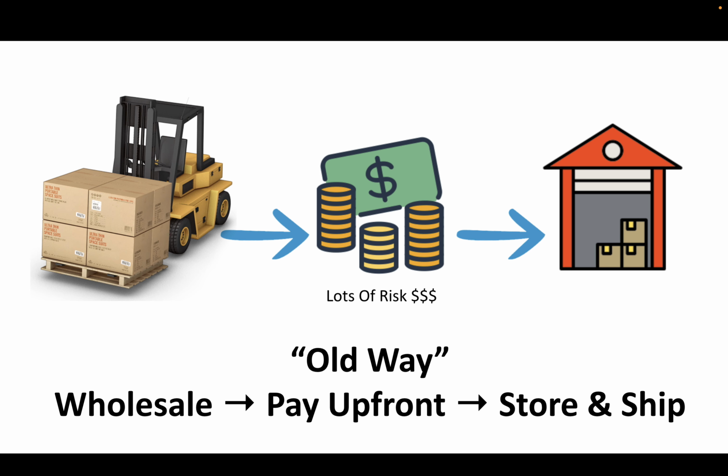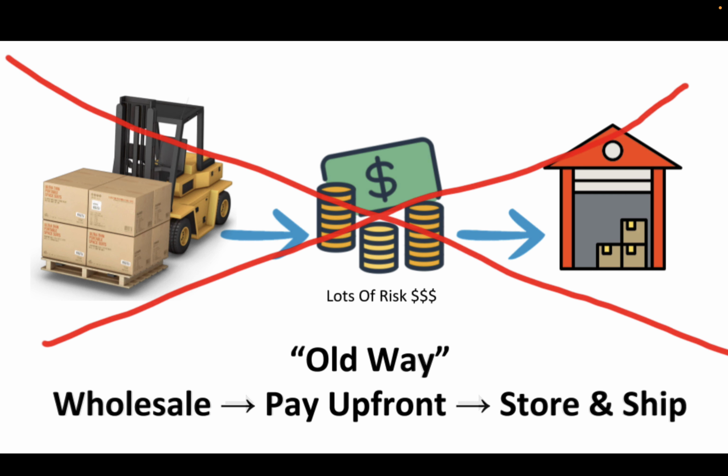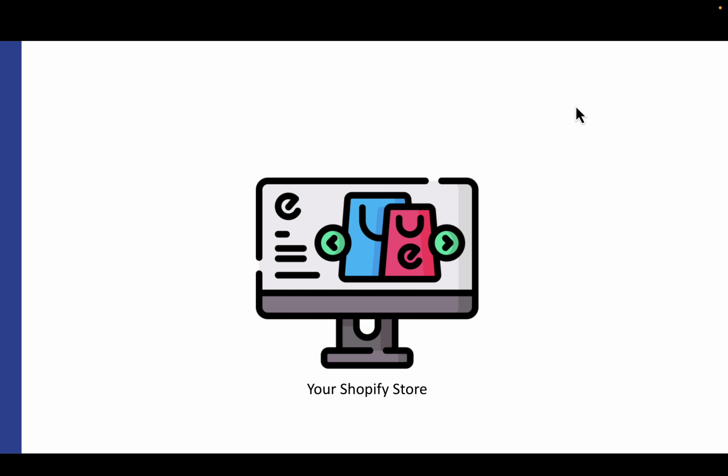And this is what you see on the screen right now, the old way, right? Lots of risk where you go to a wholesaler and you have to pay for products up front and you have to order 5 small, 5 medium, 5 large, 5 black, 5 red, 5 orange, right? You want to have all these different sizes in stock and then you have to store them somewhere and ship them out yourself. That's the old way. We're not going to do that. We're doing the new way, the correct way to do e-commerce now, which is print on demand.